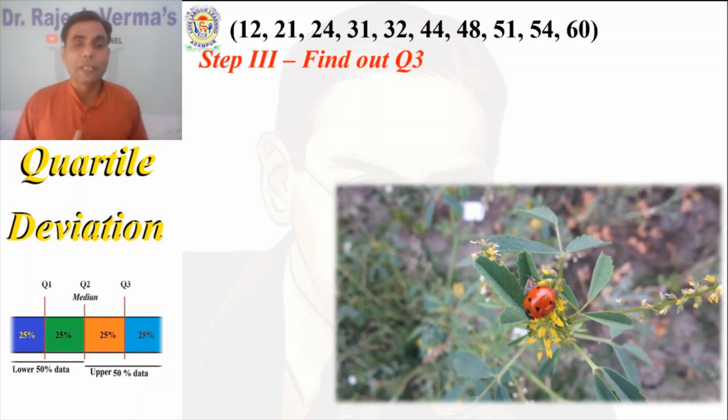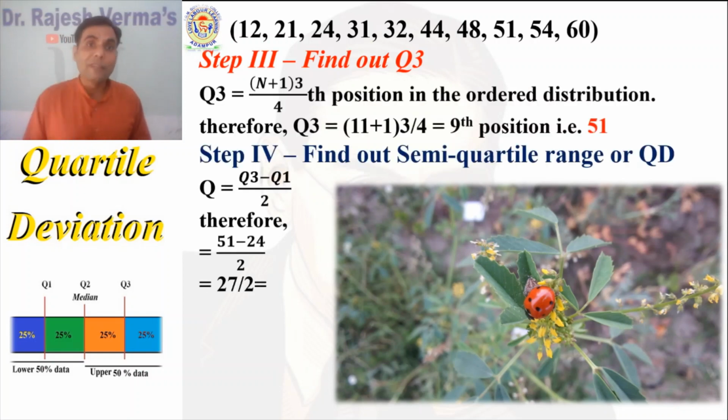This is step 3. For that reason, the only difference is that now it is n plus 1 multiplied by 3, divided by 4, the position in the order distribution. What is n? Yes, you're right, 11. Plus 1, 12.